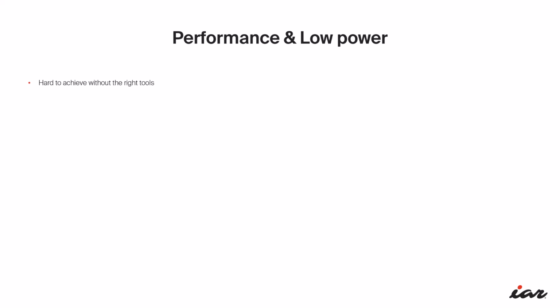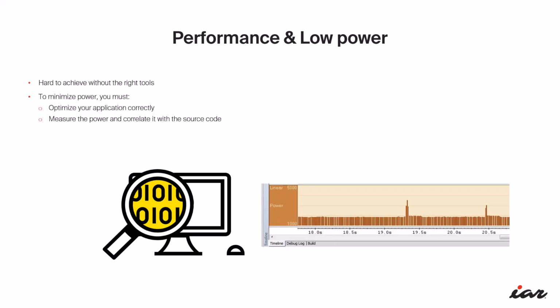But of course, to get this balance, you need to have the right tools. And to minimize the power, then you need to optimize your application correctly. And then, of course, keep measuring the power and correlate it with the source code. It's not about just guessing. You need to know exactly which parts of your application maybe tend to consume more or generate some peaks. And then you can definitely work on these areas first because that's like the low-hanging fruit to make sure to optimize your application best.